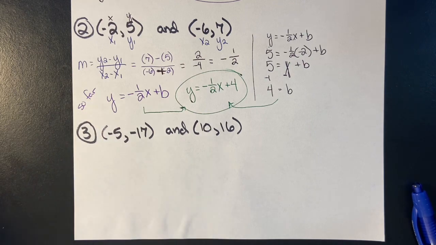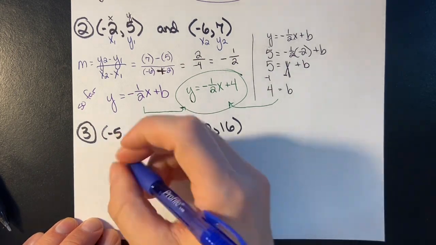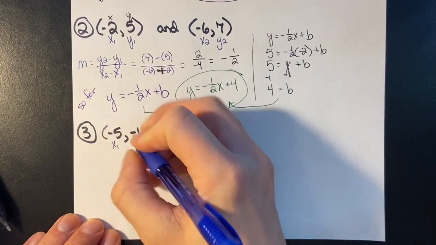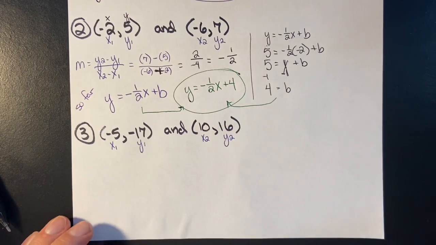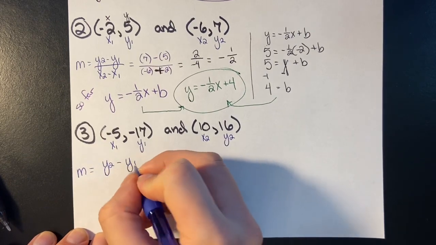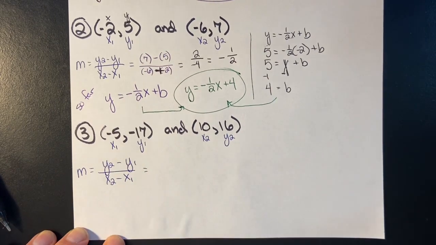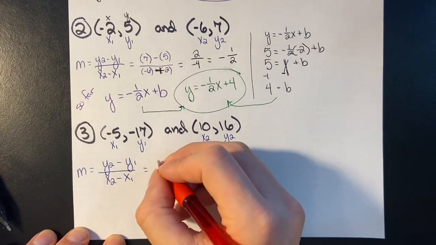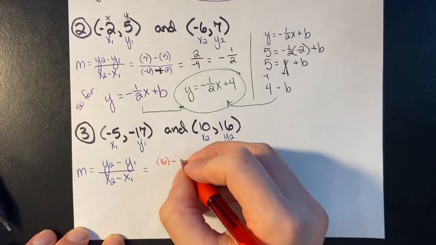Same type of problem. I'm being asked to write the equation. I have 2 points, so the way I start out is I use my slope formula. X sub 1, y sub 1, x sub 2, y sub 2. My slope formula is m equals y sub 2 minus y sub 1 over x sub 2 minus x sub 1. And then I replace my slope formula with the numbers that I labeled. So y sub 2 is 16, minus, always in the middle, y sub 1 is negative 17.